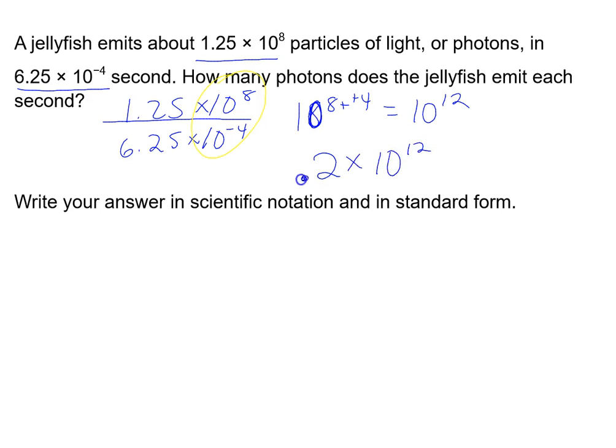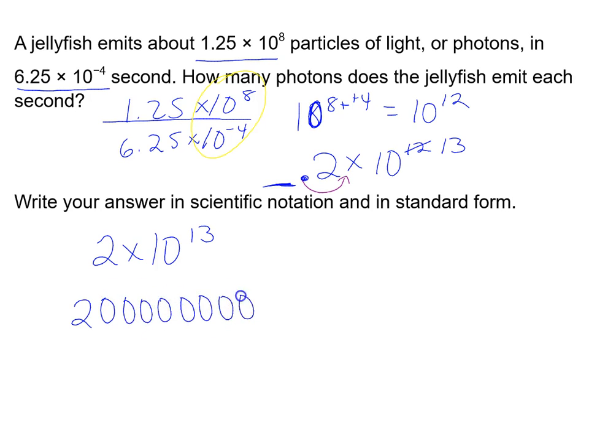Now that's not scientific notation, right? Because scientific notation needs a number out here. So we're going to move the decimal once to the right. Since we moved it one more time to the right, that's going to kick us up one more. So we're going to have 2 times 10 to the 13th. That's scientific notation, and in standard form, it's going to be a 2 followed by 13 zeros. 1, 2, 3, 4, 5, 6, 7, 8, 9, 10, 11, 12, 13. That is a lot of light.